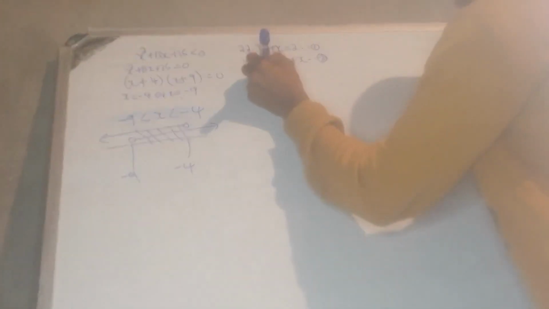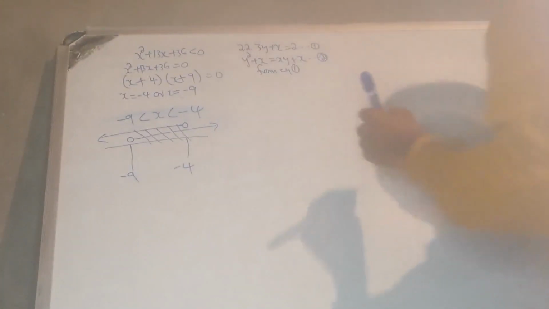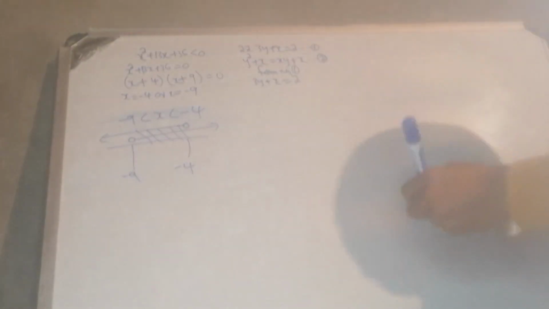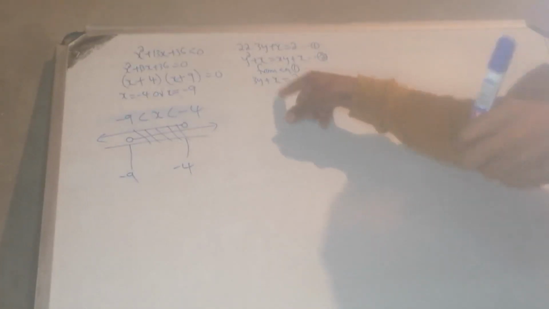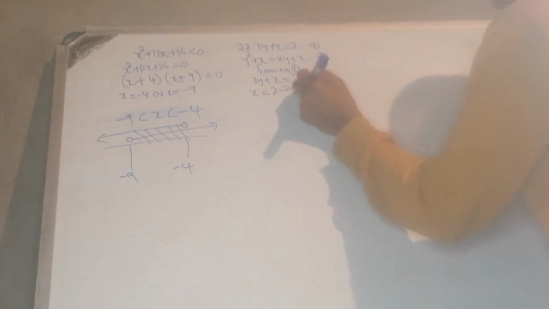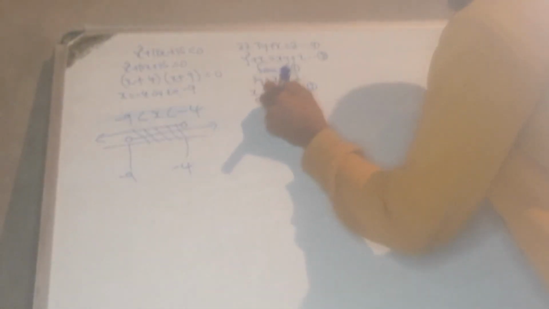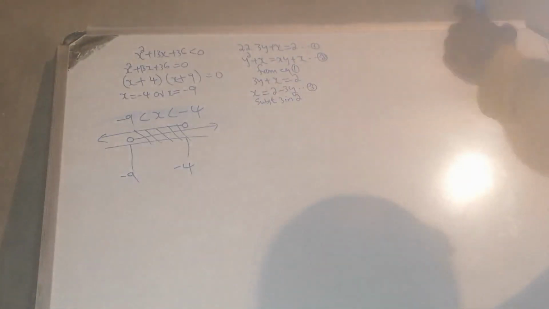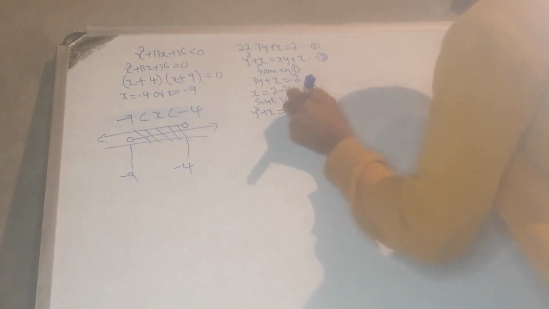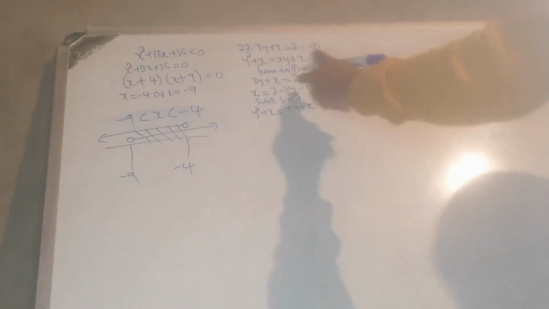Then I will say from equation 1, 3y plus x equals 2. I'm going to make x the subject of the formula here. I will have x equals 2 minus 3y, and this is my equation 3. And then I will substitute 3 in 2. In 2, y squared plus x equals xy plus x. From this equation, where I see x, I'll be writing 2 minus 3y.